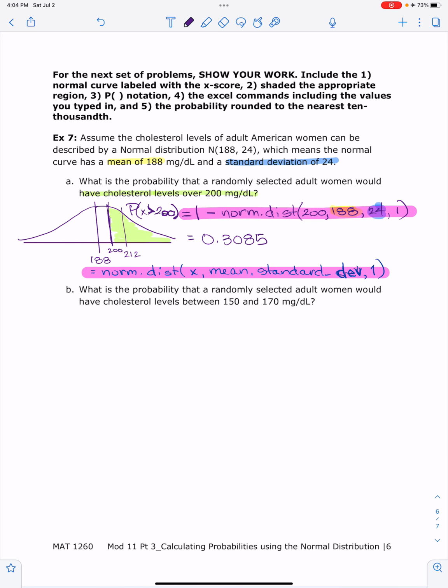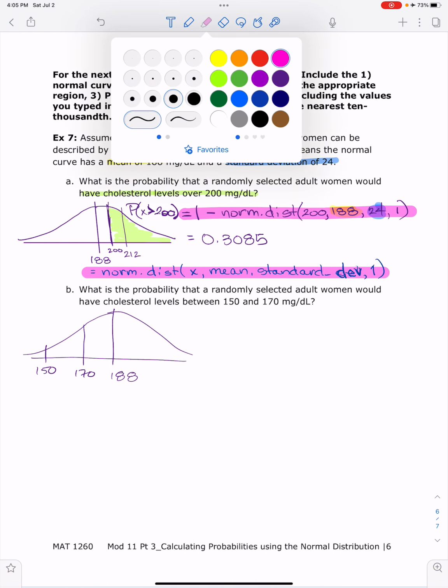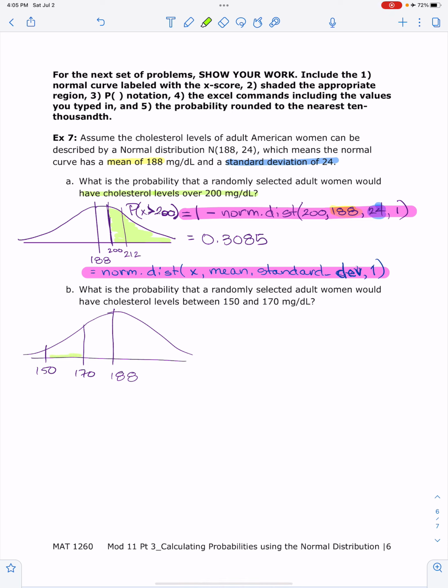B, what's the probability that a randomly selected adult woman would have cholesterol levels between 150 and 170? So again, I'm going to start with my normal distribution. I have a mean of 188. Both 170 and 150 are below. Again, we want the visual of the area we want to find the probability for.